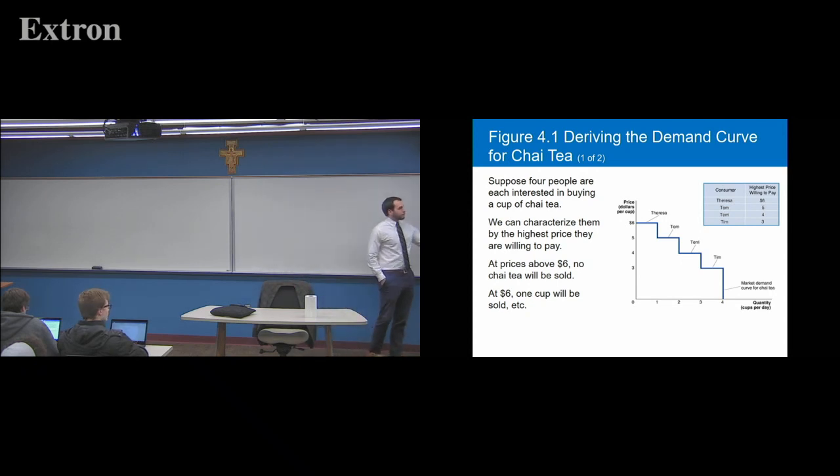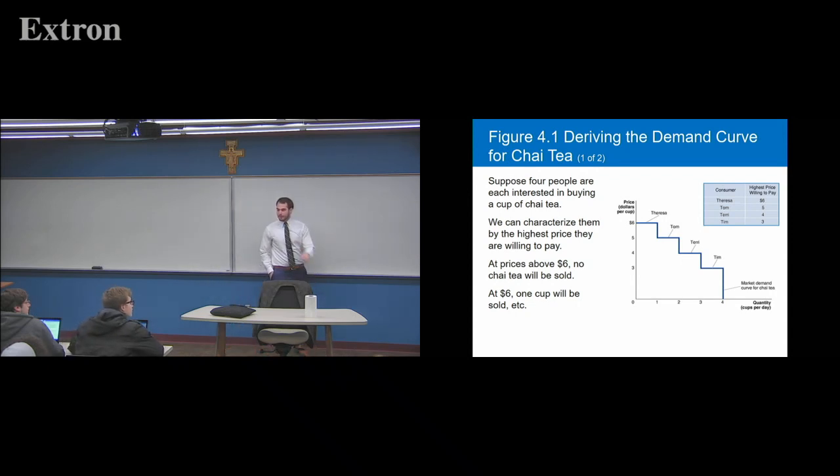So if the price of tea was $7, that's what it's charged, how many people would buy tea in this example? None. No one values it at $7. But if it was $6, Teresa would be willing to pay for it. She'd get exactly zero consumer surplus because she's being charged exactly what she'd be willing to pay for.